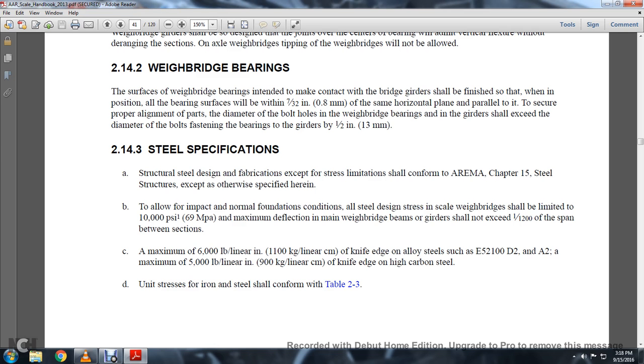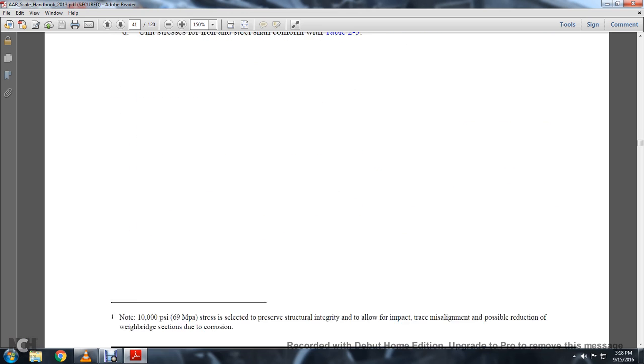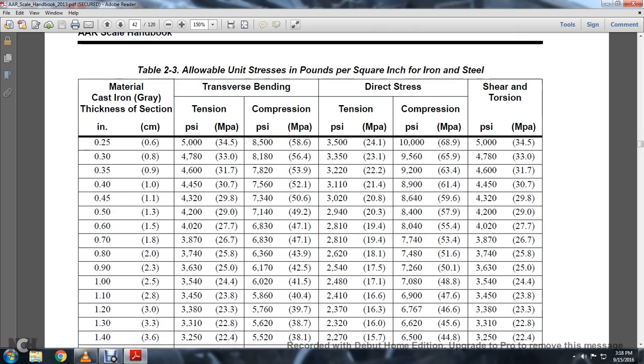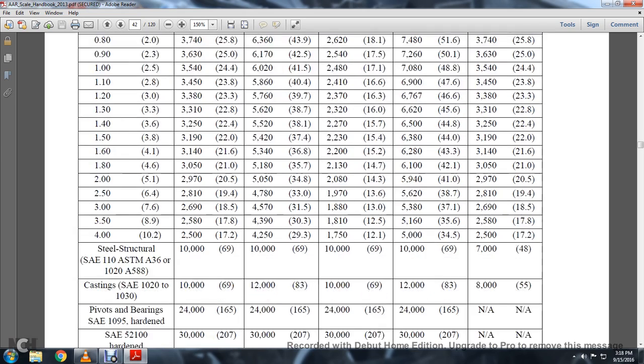A maximum of 5,000 pound linear inches of the knife edge of the high carbon steel. Unit stress of the iron steel shall conform to Table 2.3. Table 2.3 is the allowable stress in pounds per square inch of the iron steel. Transverse bending, direct stress, tension, compression of the transverse bending, direct stress, tension and bending, shear and torsion, PSI, material cast iron thickness in inches.